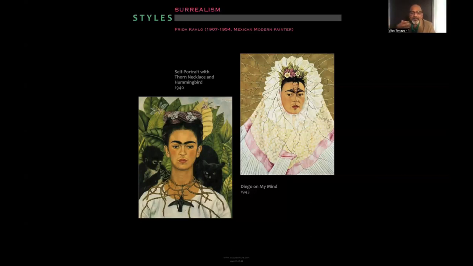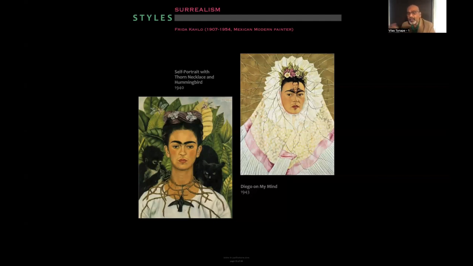So on the left, maybe she's processing all those elements. The fact that it's a thorn necklace is kind of reminiscent of the crown of Christ, and Christ was a martyr, right? She was maybe trying to process that, using the iconography of Jesus Christ in her own image here and seeing herself as a martyr of that relationship.